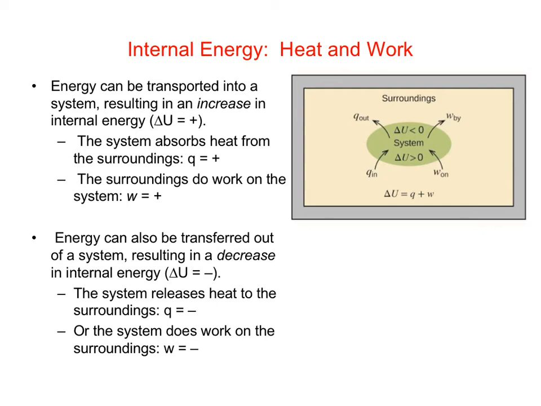When we have an increase in internal energy of the system, when delta U is positive, that means the system is either absorbing heat from the surroundings or the surroundings are doing work on the system. Alternatively, the system loses internal energy. It results in a decrease in internal energy, or a negative delta U, when the system releases heat to the surroundings, or when the system does work on the surroundings. So let's look at some specific examples of that.